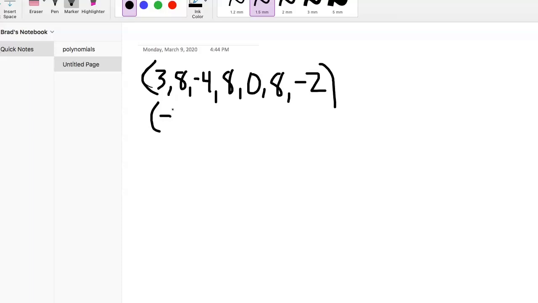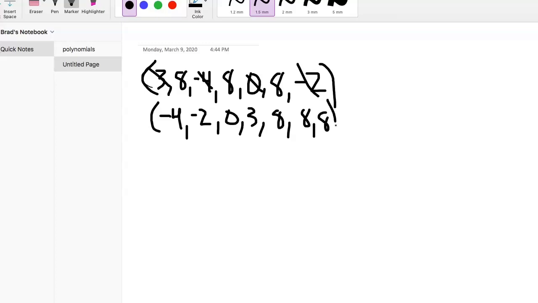So we got -4. -2 is the next one, and we'll cross them out as we're doing them. -4, -2, 0, 3, and then we got 3 eights, right? 8, 8, and 8. Okay, good. Okay, so now that's a little bit more manageable.